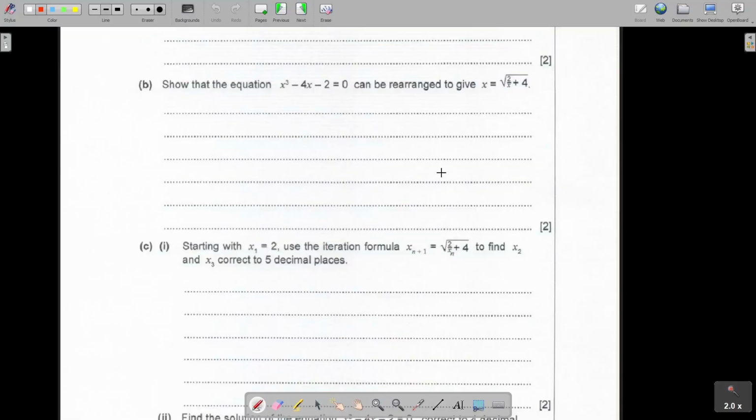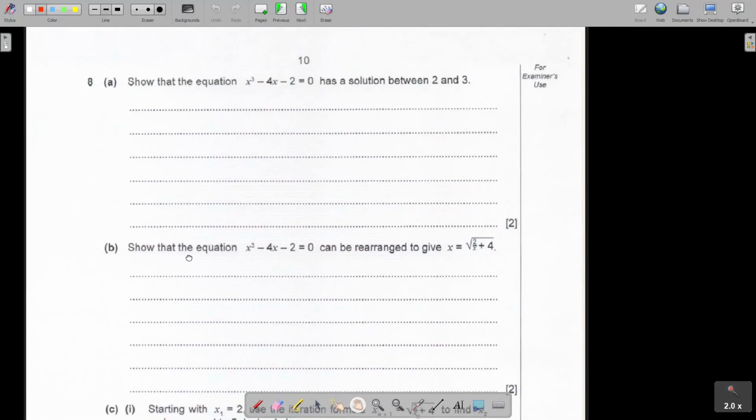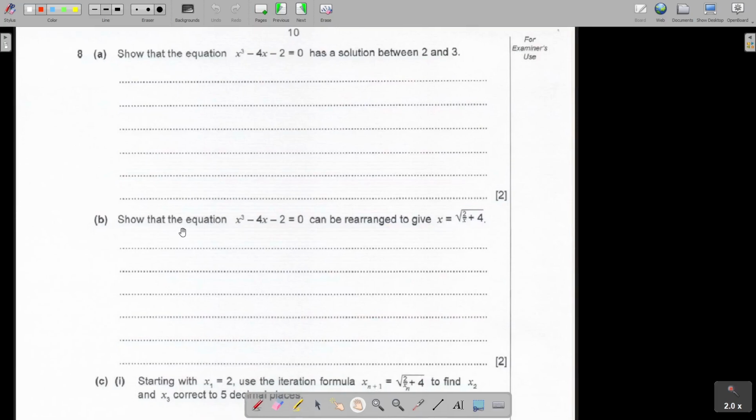Where is it? I think it's this one. Okay, let's just move a little bit down. And I think they said this answer is actually well answered. I think it's very straightforward, although it's new work, but it's most of the time, especially this is a basic one. Show that the equation has a solution between 2 and 3.